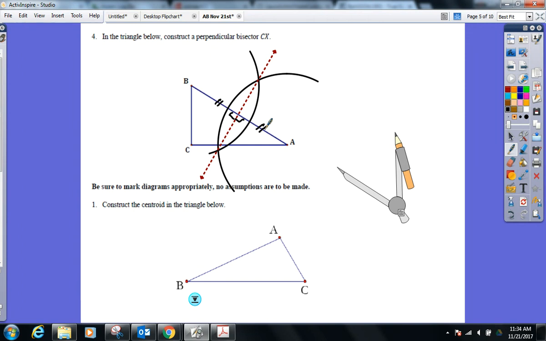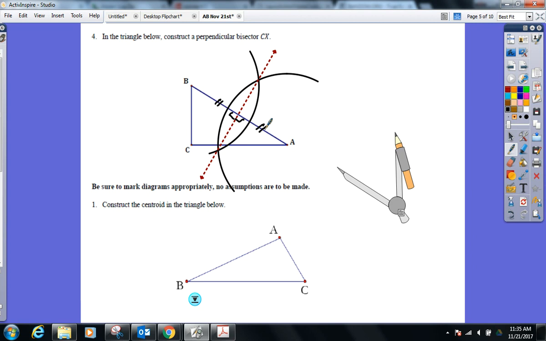Okay, you guys are on your own right now. The homework is to finish everything that's here up through page 18. Here you go, ready? I'll help you out with the first one. Construct a centroid. Centroid is the intersection of the medians. Do you need to do all three? No, but you have to do at least two medians on two sides coming from these.